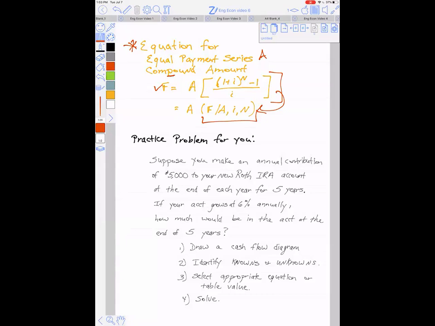All right, so to end this video, here's a practice problem for you. Suppose that you make an annual contribution of $5,000 to your brand new Roth IRA account at the end of each year for 5 years. If your account grows at 6% annually, how much would be in the account at the end of 5 years? Here are 4 steps. The approach I'd like you to take is: draw a cash flow diagram, identify the knowns and unknowns, select the appropriate equation or table value, and solve.